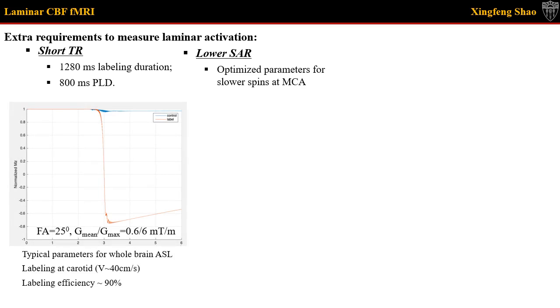So here's the simulated label and control signal with typical parameters we use for Picasso and 3 Tesla. And you can see the orange curve is inverted in the middle, which is a virtual labeling plane. So typically with this setup, it gives us greater than 90% labeling efficiency when we look at the ICA, which has a flow velocity of about 40 centimeters per second.